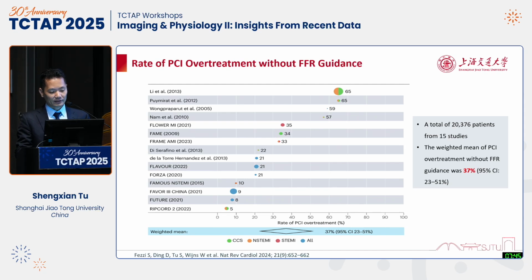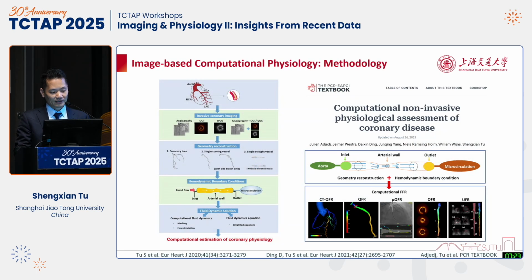We pooled all the data. As you can see, without FFR guidance, about one third of the physiologically significant lesions would receive PCI. So in order to improve this, I think wire-based FFR is not enough, because in so many years the adoption rate has not increased. So it's my belief that imaging-based physiology or computational physiology might help to expand the adoption of physiology.